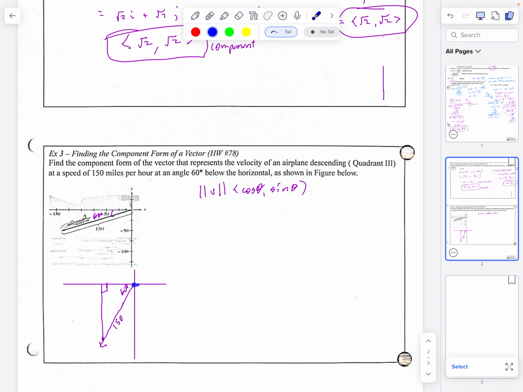Well, the magnitude is the length of the hypotenuse. It is 150. And then we need the cosine of 240 degrees and the sine of 240 degrees. If this was not on the unit circle, then you use your calculator and just make sure it's in degrees if you've got degrees there. But since it is a unit circle value, cosine of 240 is a negative 1/2, and sine is a negative root 3 over 2. And so you get a negative 75 and a negative 75 root 3.